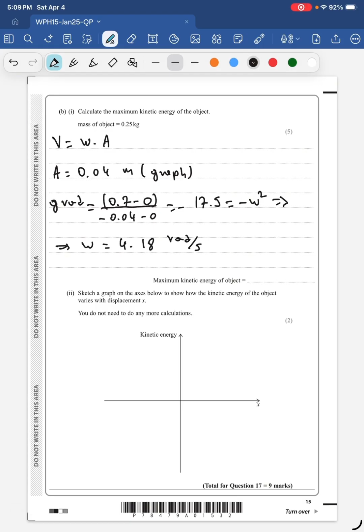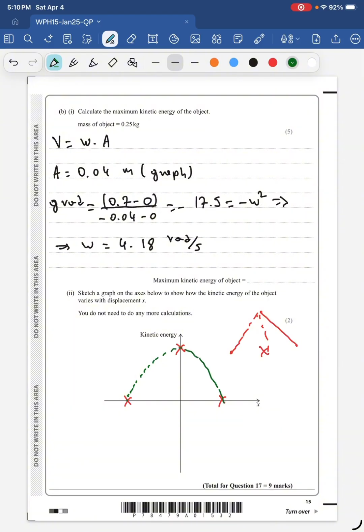Okay, part 2. Sketch a graph on the axis below to show how the kinetic energy of the object varies with displacement x. You do not need to do any more calculations. Okay, so first of all, this is the displacement, right? So think of a pendulum. At the maximum displacement, both left and right, the speed is 0, therefore the kinetic energy is 0, right? The maximum velocity is in the middle, at the equilibrium position. So that's the maximum. So you can connect these 3 points.